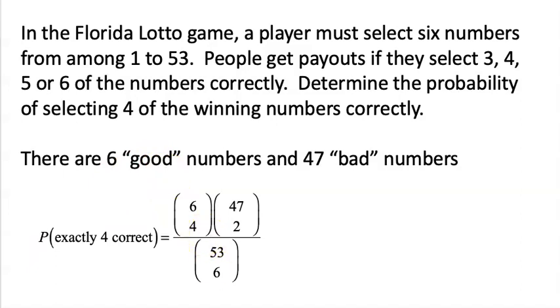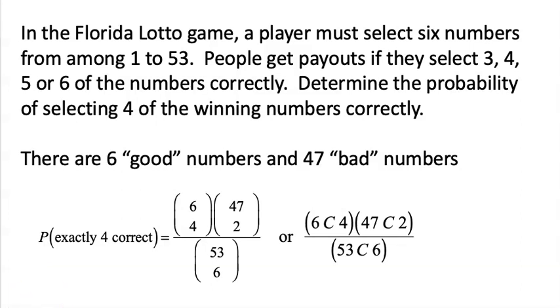So again, you can see the advantage of this notation. 6 good numbers, I want 4. 47 bad numbers, I want 2. 6 plus 47 is 53. 4 plus 2 is 6. Again, what that means is, of course, 6 choose 4 times 47 choose 2, divided by 53 choose 6.